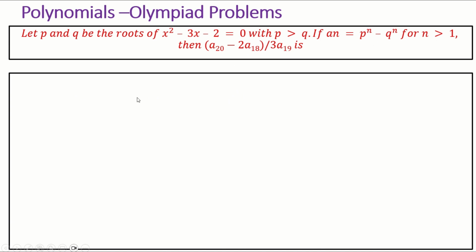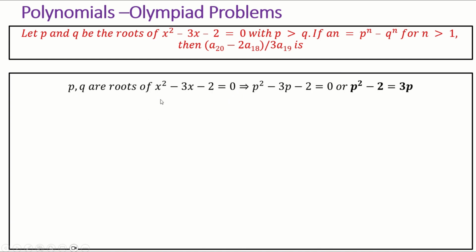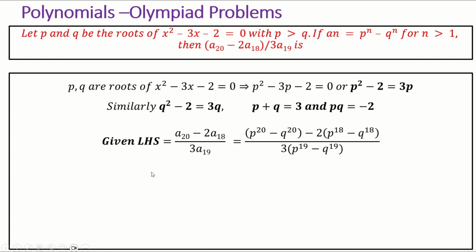Let me show you. P and Q are roots of this quadratic equation. You substitute P, and what you will get is P square minus 3P minus 2 equal to 0, or P square minus 2 equal to 3P. Next, similarly, Q square minus 2 will also be equal to 3Q. P plus Q is the sum of roots, which is minus of minus 3, which is 3. The product of roots PQ equals minus 2. So you take the LHS.